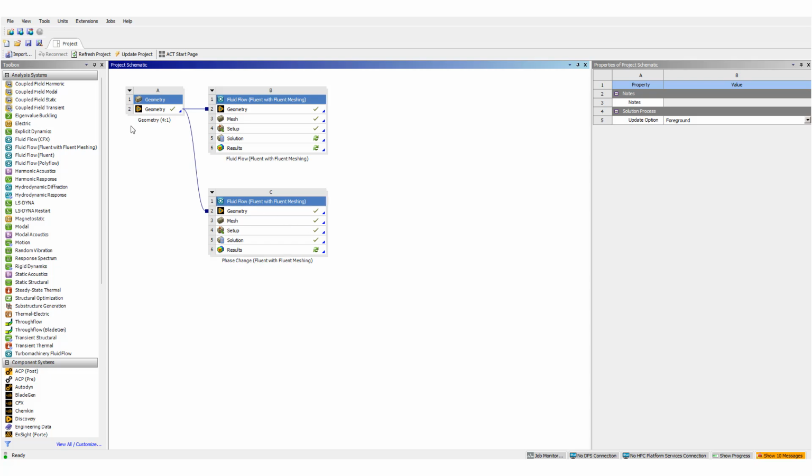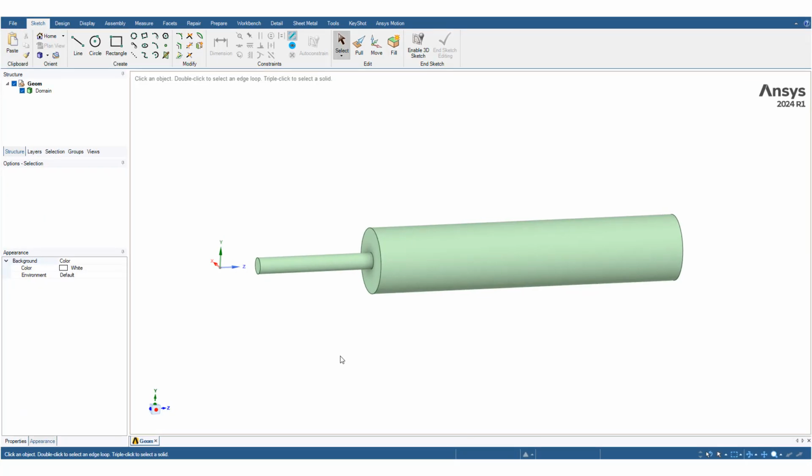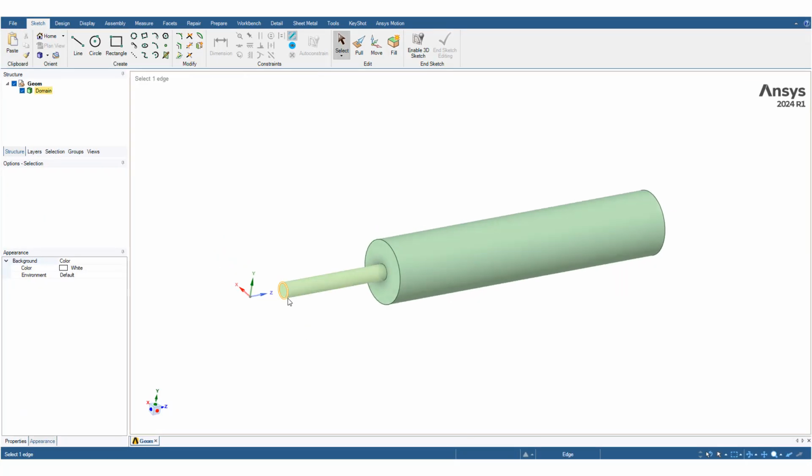In Ansys Workbench, we are working on the same geometry as in the previous video. As you can see, the thinner part has a radius of 50 millimeters and the larger part a radius of 200 millimeters, so the ratio is 4 to 1.